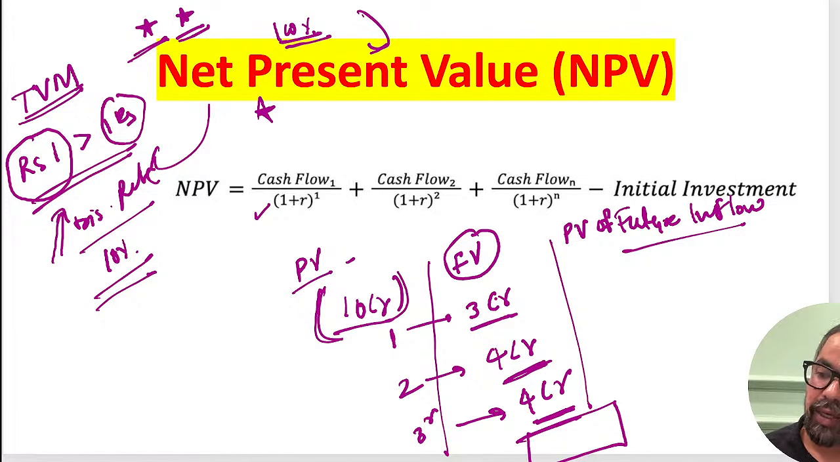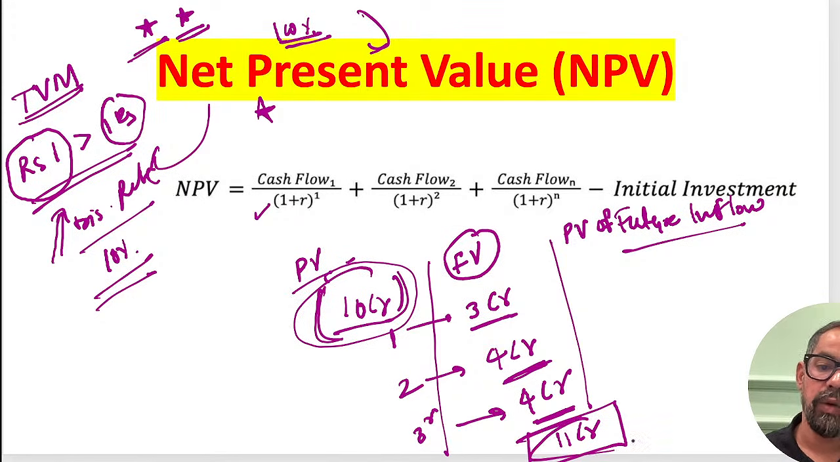So what does it look like? What can we interpret from this, if we make a general decision? 3 crore, 4 crore, 4 crore, that means 11 crore. We are getting 11 crore. We are investing 10 crores. We are getting 11 crore, so we should invest in this project. We'll get 1 crore rupees profit.